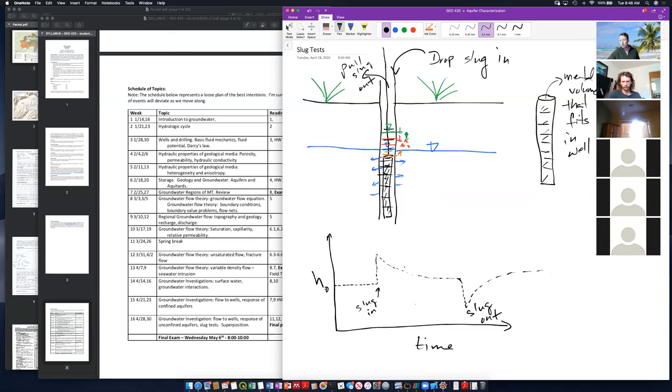All right, so for one slug test cycle, we're going to do essentially two tests, a slug in and a slug out. And then depending on the rate at which these curves occur, we'll probably do this several times.